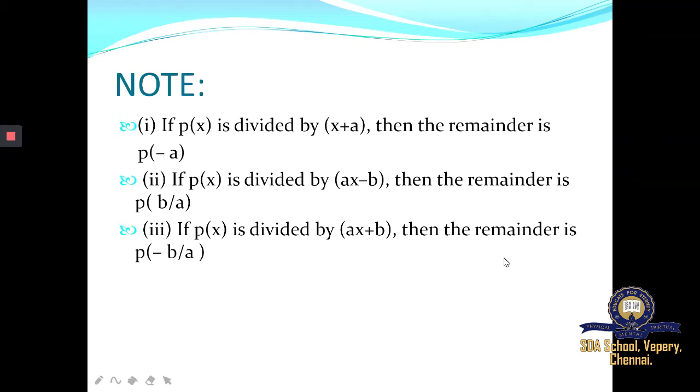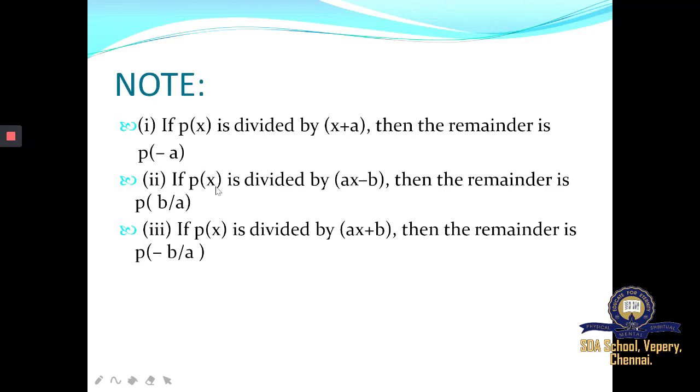If p of x is divided by x plus a, then the remainder is p of minus a, which means you equate x plus a to 0. What will you get? Plus a, if it goes to the other side, you will get minus a, right? So that's what they are saying. If p of x is divided by x plus a, then the remainder will be p of minus a.